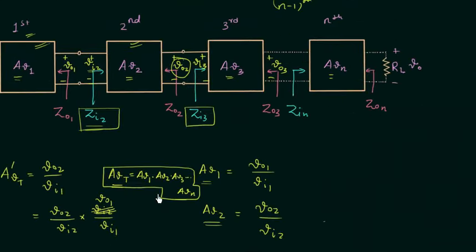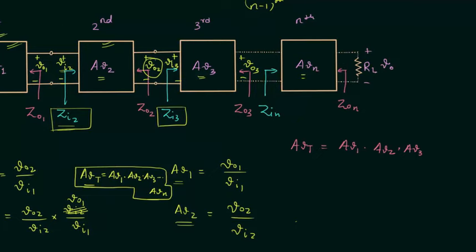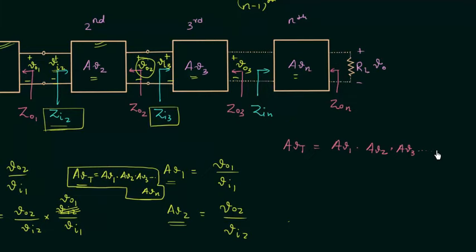This is the expression of total voltage gain. I will write this expression clearly once more. AVT, the total voltage gain, is equal to AV1, the loaded voltage gain of the first amplifier, multiplied by AV2, the loaded voltage gain of the second amplifier, multiplied by AV3, the loaded voltage gain of the third amplifier, all the way to AVN. Remember this result.